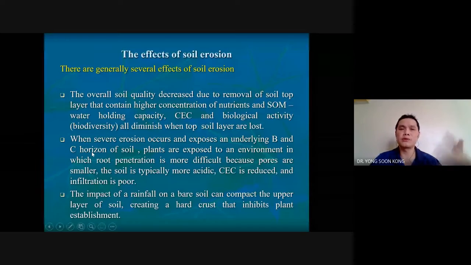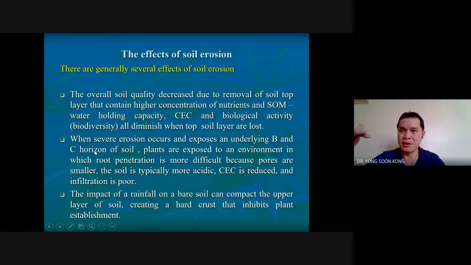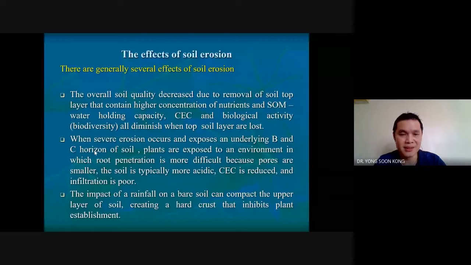So this is the continuation. Once the topsoil is gone, then you go deeper into the subsoil. Subsoil is the clay or the deeper parts. Once it is exposed, then it will further expose whatever is contained inside. And then what I want to put your attention to is right here. The soil is typically more acidic. Do you know why it is more acidic?